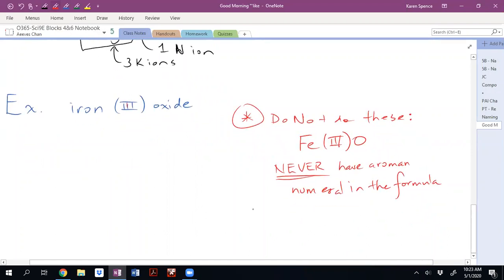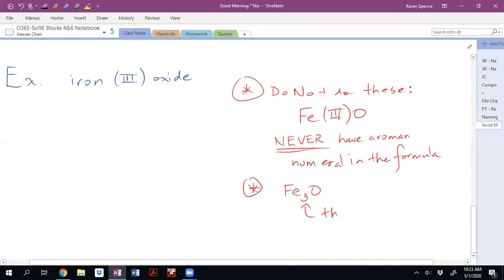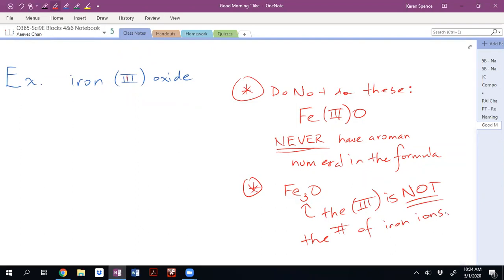Okay, second thing you don't want to do is you do not want to go iron 3 oxide. The Roman numeral 3 does not tell you the number of iron atoms, or iron ions. Okay, so rather than doing all that, I'm just going to get right to it, you're going to remember my first step is to write the ions.